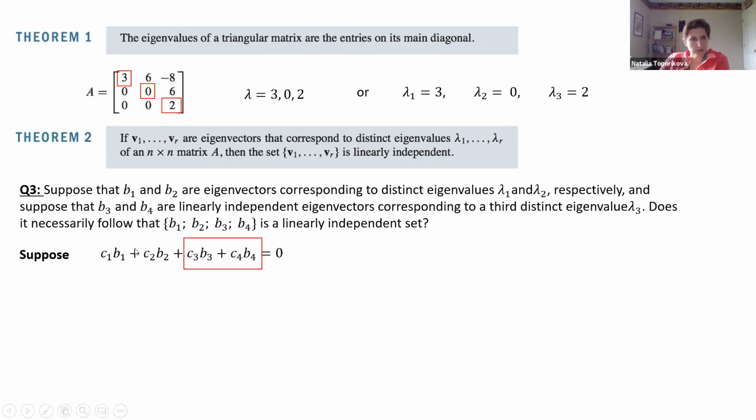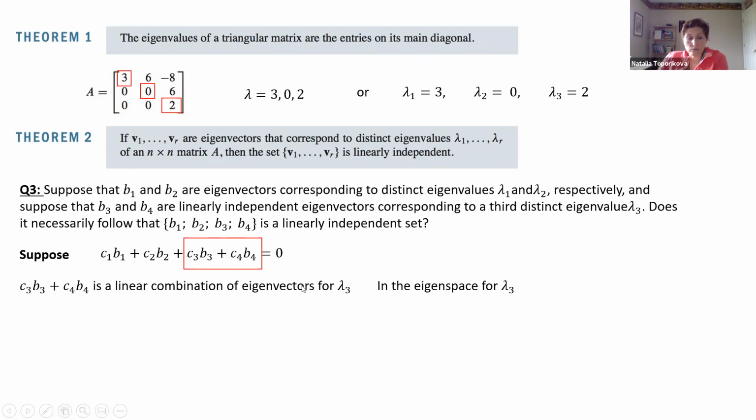The first two terms are a little bit simpler, but the most interesting part of this equation is this combination of b3 and b4. It is a linear combination of eigenvectors corresponding to our third eigenvalue, lambda 3. And by the definition of eigenspace, it should be in the eigenspace for lambda 3, which contains only eigenvectors or the 0 vector. So there are only two distinct possibilities here for our linear combination, and we will label them as outcome 1, eigenvector, and outcome 2, 0.